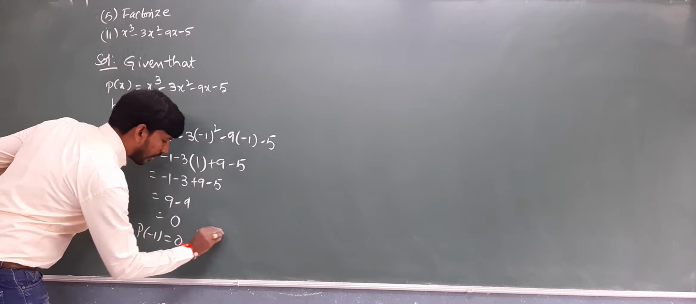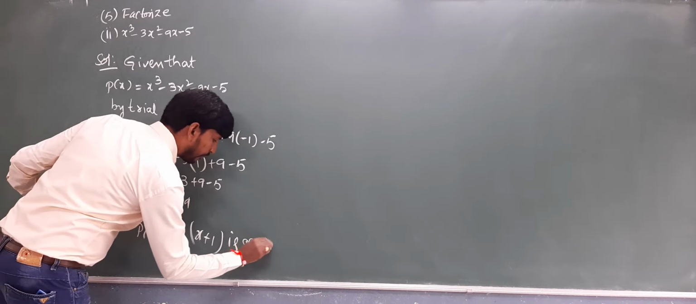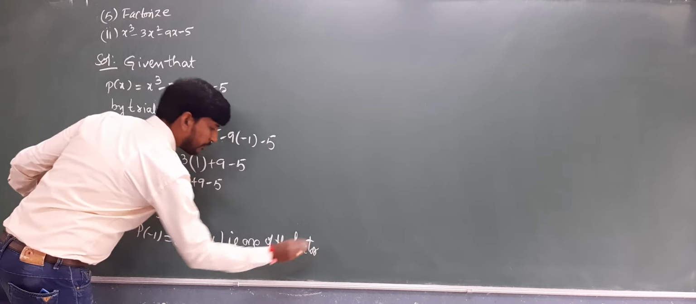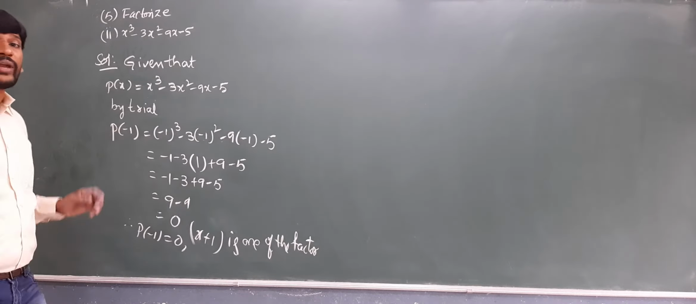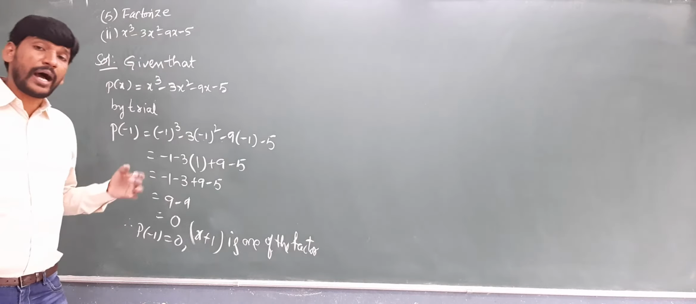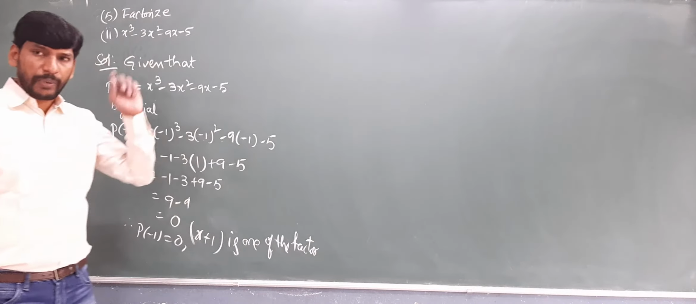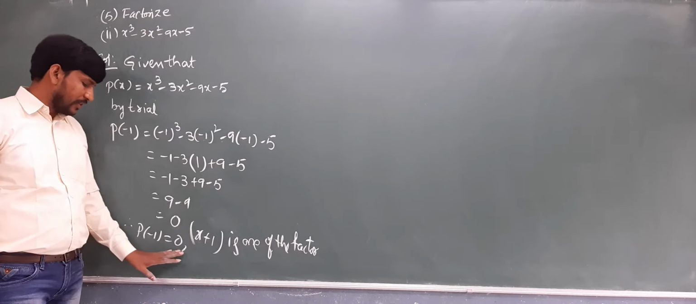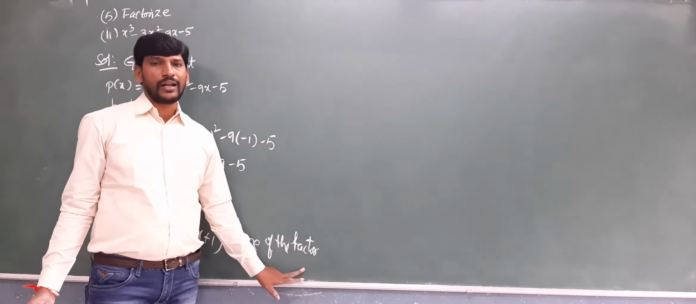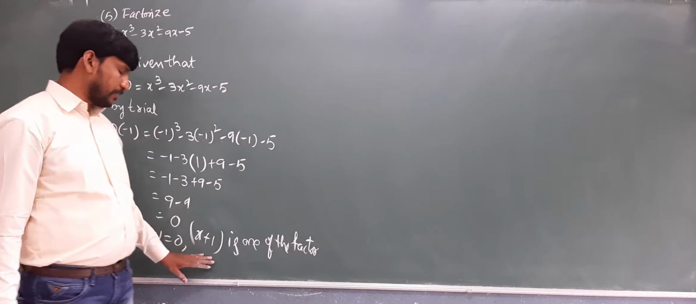Therefore x plus 1 is one of the factors of p of x by the factor theorem. By the factor theorem, if p of a equal to 0, then x minus a is one of the factors, and if p of minus a equal to 0, then x plus a is one of the factors. So by using the factor theorem, p of minus 1 equal to 0, therefore x plus 1 is one of the factors. The next two factors we are going to find out with the help of this x plus 1.